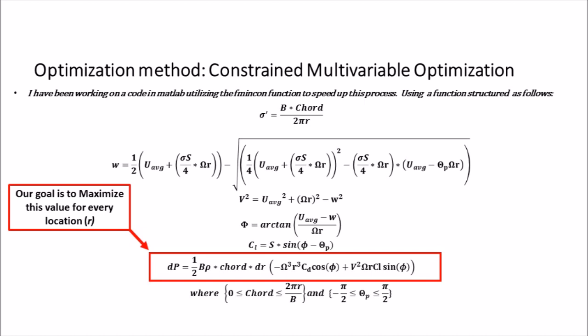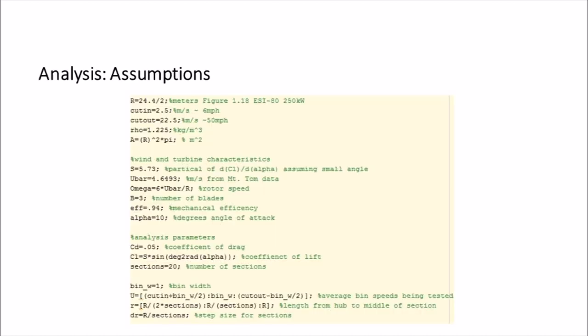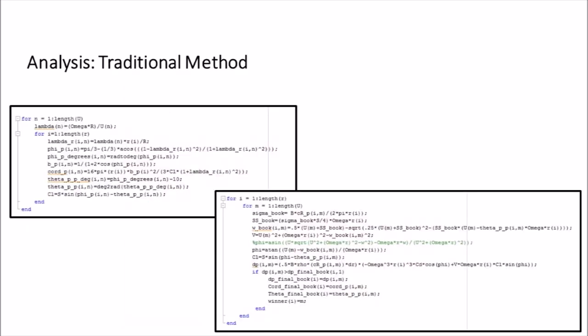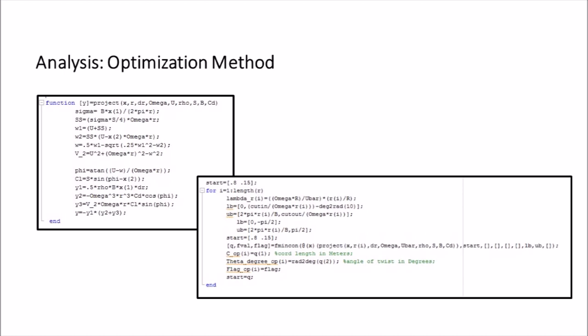If we allow the chord and the theta P to vary within a given range with the hopes of maximizing this equation, we should result in the same optimal design that we got from our traditional method, but with less math. To start this analysis, I had to make a few assumptions as shown here, and these assumptions are then fed into both methods. First up is the traditional method, where I used a lot of for loops to determine these optimal parameters and then compared them. Then I made an optimization method where I defined the power function and ran that through FMINCON for every section of the blade down the length of the blade.